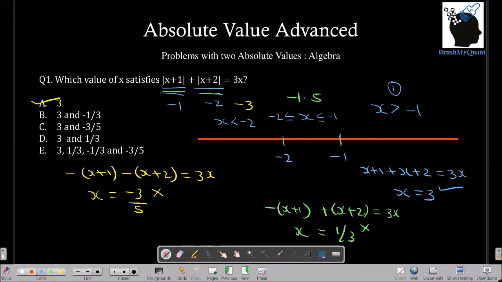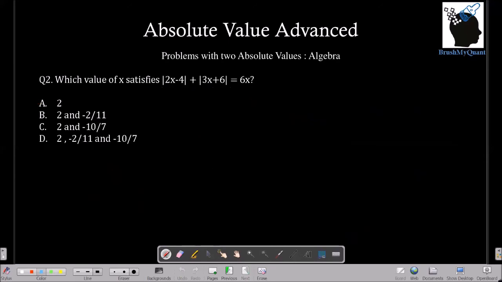Now let's try one more using the same method. You can pause this video and give it a shot. So mod of 2x minus 4 plus 3x plus 6 is equal to 6x. So we are going to draw the number line again.